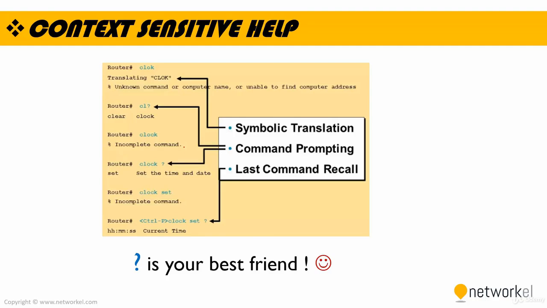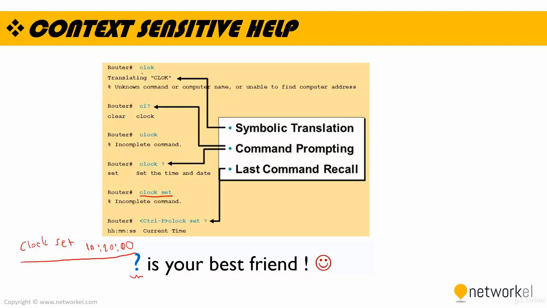And Cisco IOS has really cool help options. The first one is context sensitive help. Please keep in mind that the question mark is your best friend when you're in Cisco IOS. For example, we have a command named clock set. This is the name of our command. This is how we should type the command: clock set, something like that.